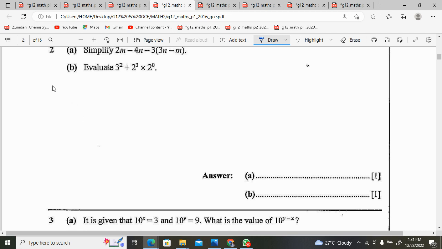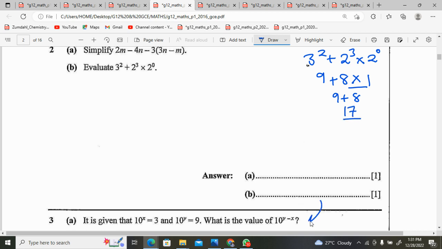3 to the power 2 plus 2 to the power 3 times 2 to the power 0. 3 to the power 2, that's a 9. That's a 3 times 3. 2 to the power 3 is 2 times 2 times 2, which is 8. Any number to the power 0, the answer is a 1. So this will be 9 plus, we start with the multiplication. 8 times 1 is 8. And this is going to give us a 17.